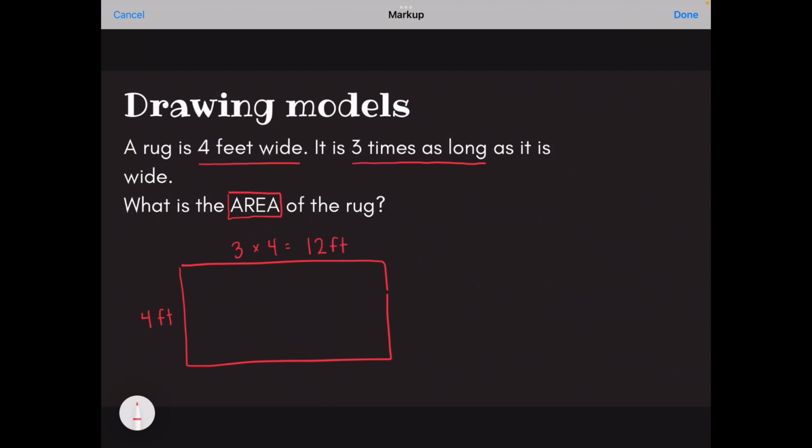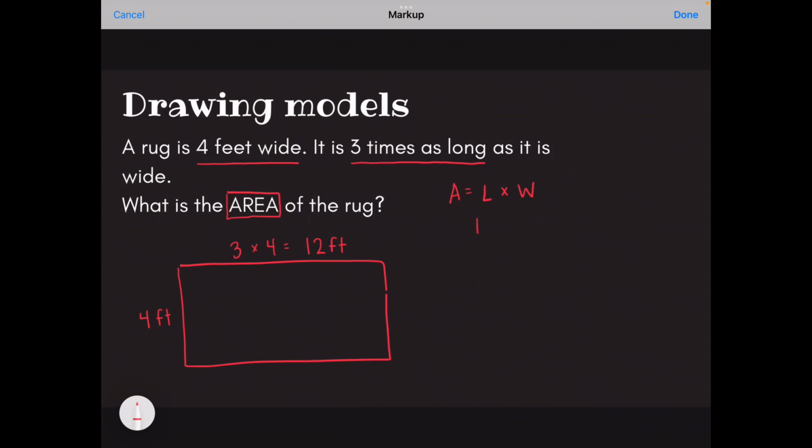Now I can solve for area because I know that I need to know my length and width to multiply those together to solve for area. Plugging in our information, our length is 12, our width is 4, giving us an area of 48. Now before I can move on, my final answer needs to have a label. So I'm going to use feet, and because we're talking about area, we square our final answer. So the area of the rug is 48 feet squared.